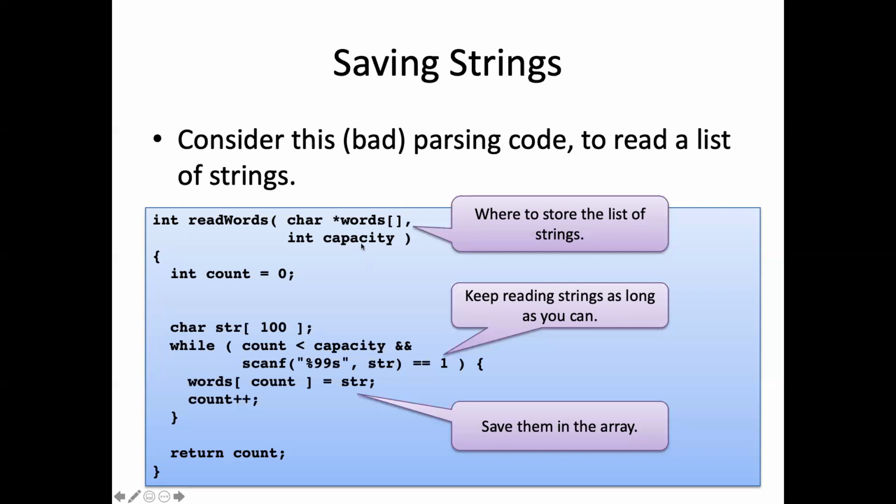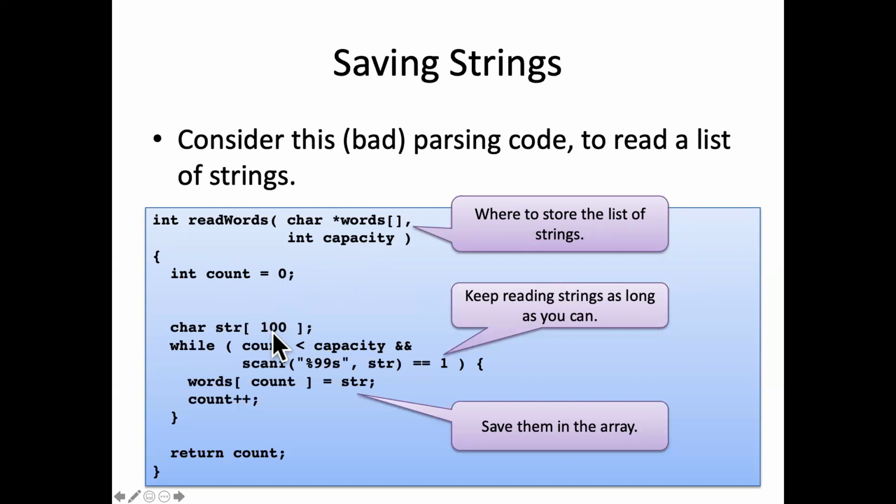Inside the function, I'm going to read as many words as I can until I either run out of capacity or I hit something that doesn't parse as a word. And then I'll return to you the number of words I successfully read. So I just talked through the parameters and the return value. Inside the function, I'm going to count words as I read them. So I start out my count at 0.